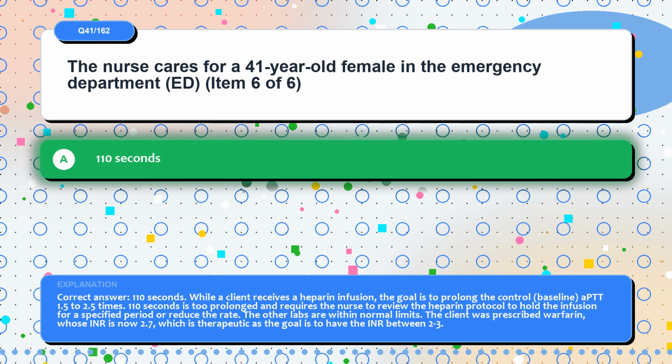While a client receives a heparin infusion, the goal is to prolong the control baseline of PTT 1.5 to 2.5 times. 110 seconds is too prolonged and requires the nurse to review the heparin protocol to hold the infusion for a specified period or reduce the rate. The other labs are within normal limits. The client was prescribed warfarin, whose INR is now 2.7, which is therapeutic as the goal is to have the INR between 2-3.